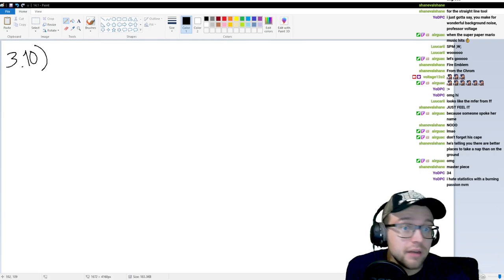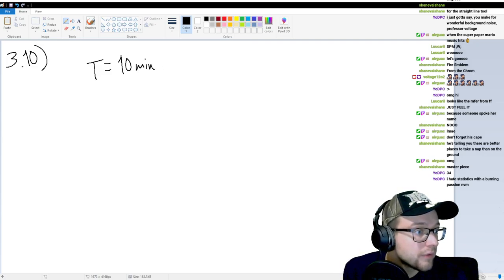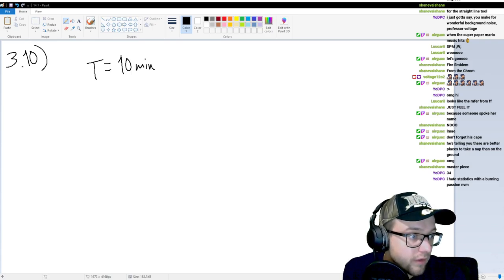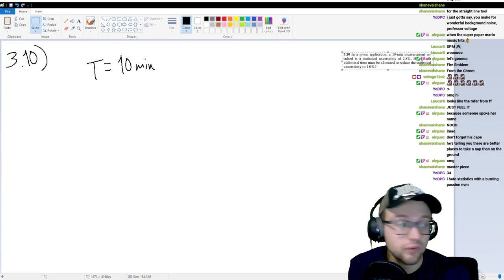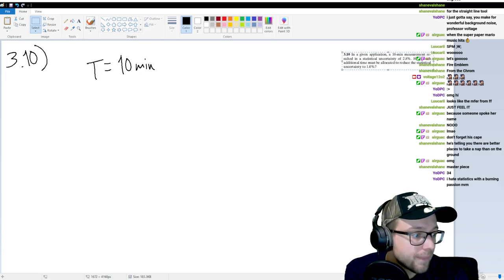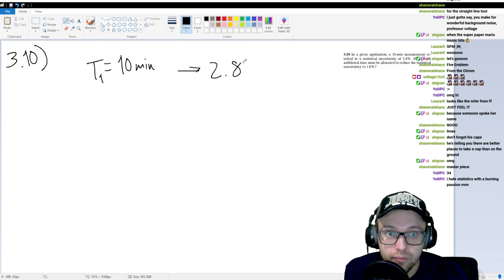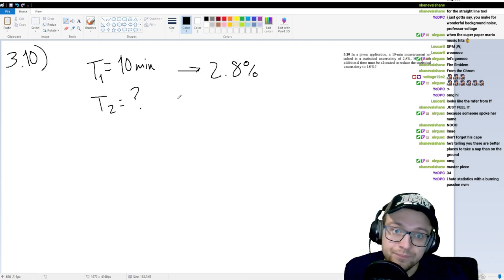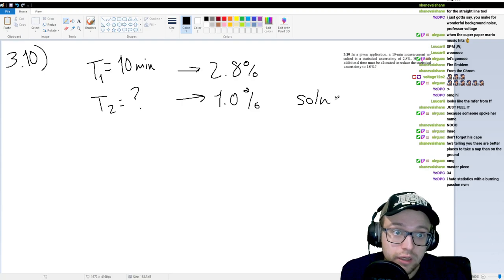In a given application, a 10-minute measurement, so T, it's 10 minutes, resulted in a statistical uncertainty of 2.8%. How much additional time must be allocated to reduce this statistical uncertainty to less than 1%? All right. So, the statistical uncertainty in this case. Let's figure that out. This is T1, and that yields 2.78%. T2 gives us 1%. How much additional time? So the solution equals T2 minus T1.